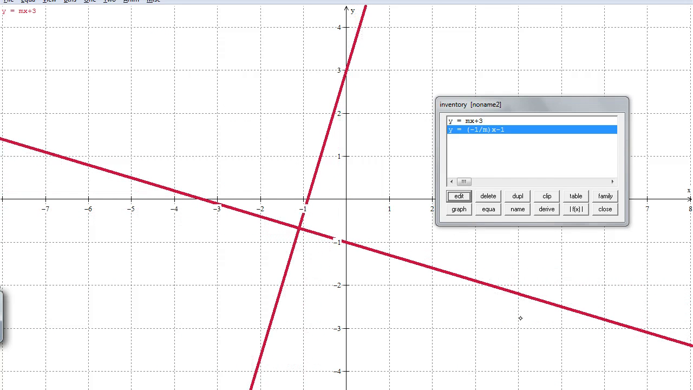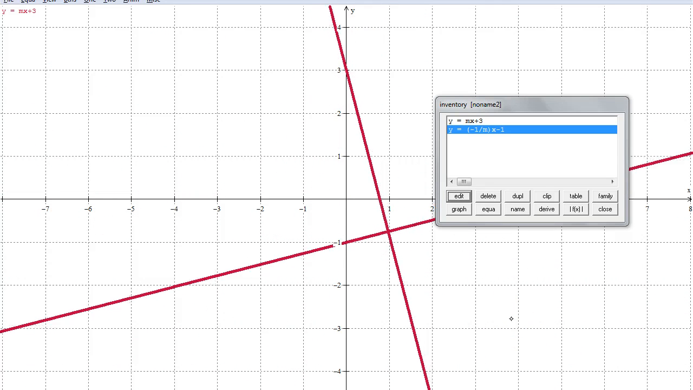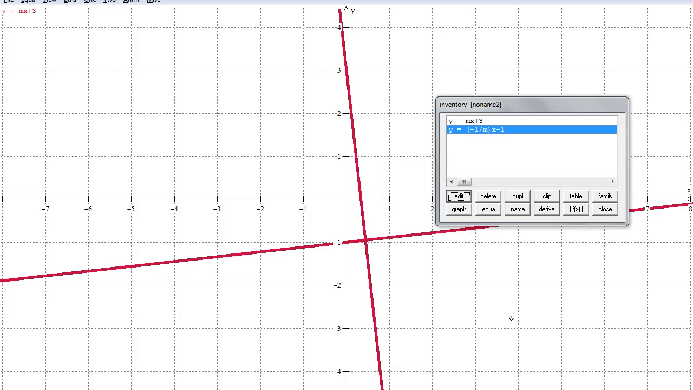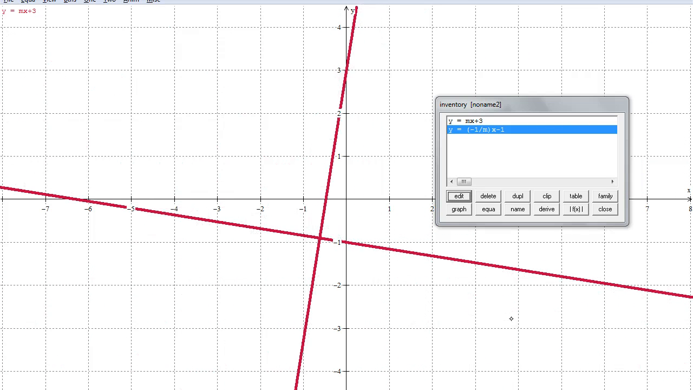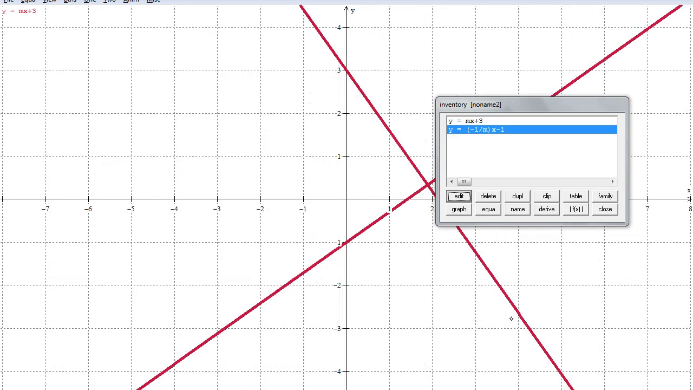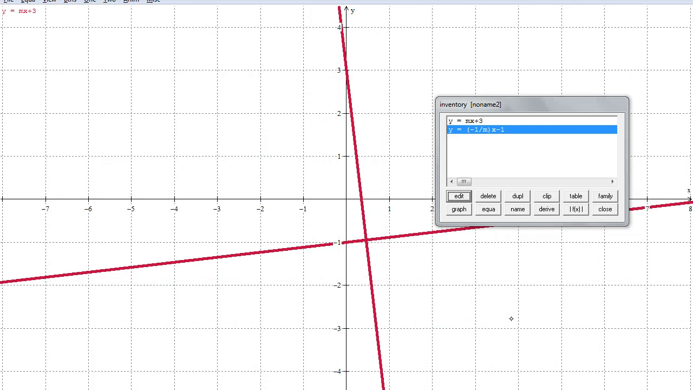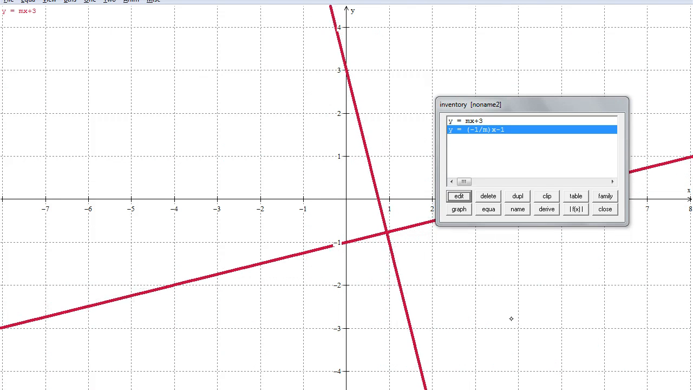If I change the value of m, as you can see, it remains perpendicular throughout because m times negative 1 over m gives you negative 1 every time. You see how the product of their slopes gives you negative 1? Does this make sense? M times negative 1 over m, right? If you don't believe me, let's multiply it out.